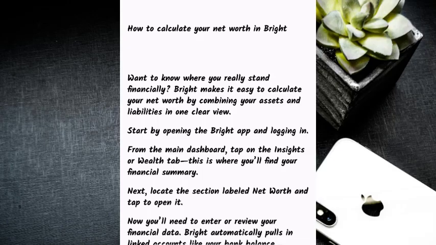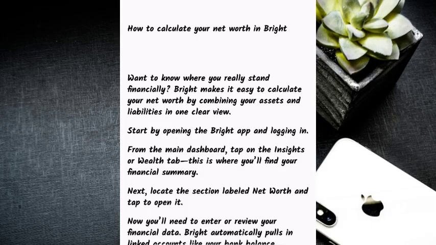Start by opening the Bright app and logging into your account. From the main dashboard, you're going to tap on the Insights or Wealth tab. This is where you're going to find your financial summary. Next, locate the section that's labeled Net Worth and tap to open it up.